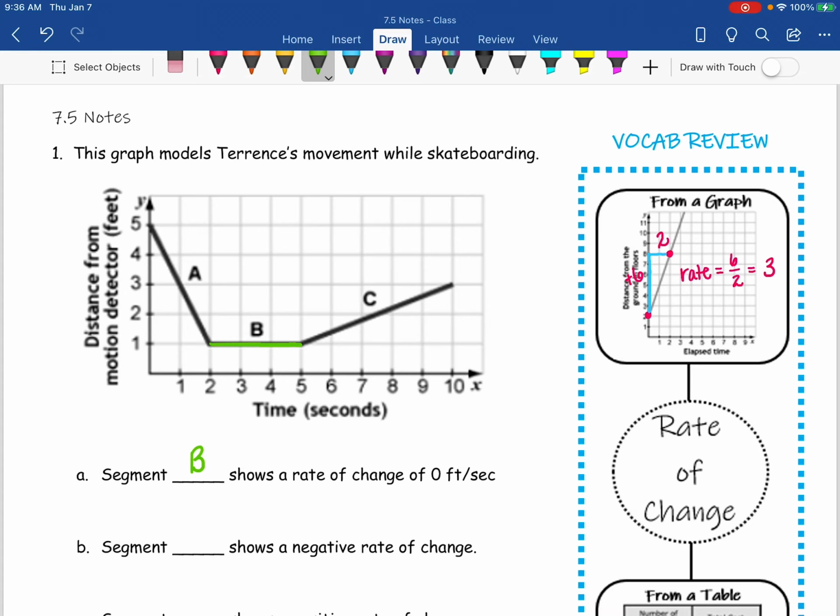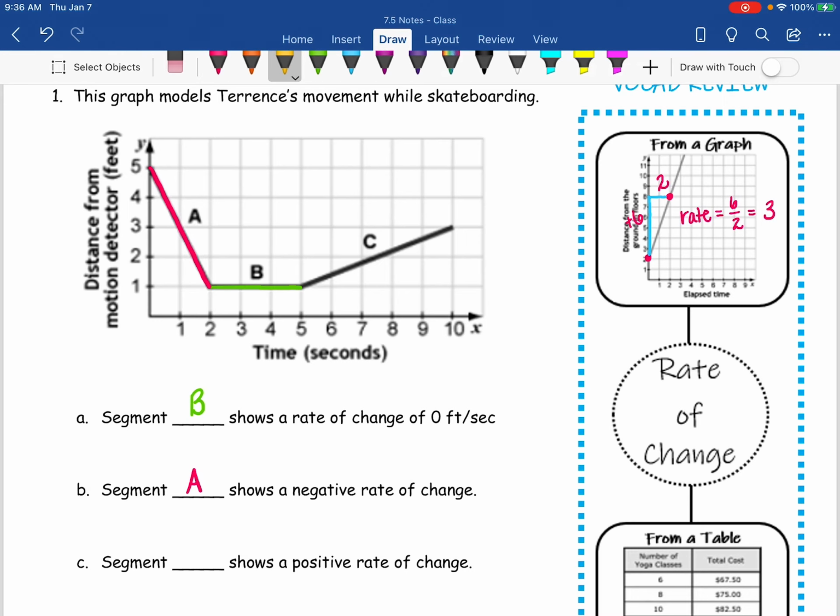Okay, segment blank shows a negative rate of change. Well, we read our graph just like we read a book or a sentence. The same way that we write a sentence, we write from left to right. So we read our graph from left to right. Segment A is decreasing from left to right. So it shows a negative rate of change.